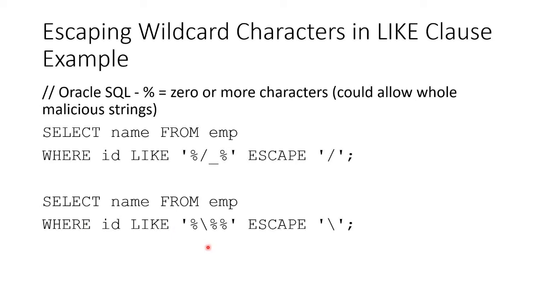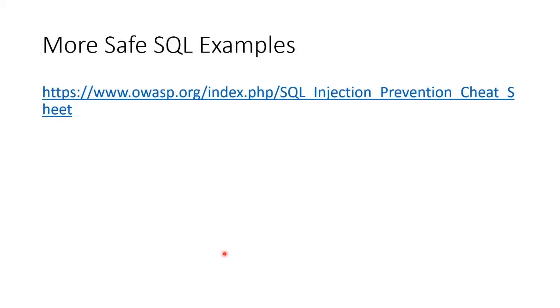Here's another example. So escape this right here in a like statement. The wildcard characters are contained in a like clause. They're treated as text. They're not allowed to be placeholders for who knows how much stuff. If you want, you can go to OWASP.org. They've got whole cheat sheets and examples of more safe SQL examples. If you study the SQL language, after you've taken a few classes and you understand it pretty well, then you can go to this SQL injection prevention cheat sheet, which is meant for developers.